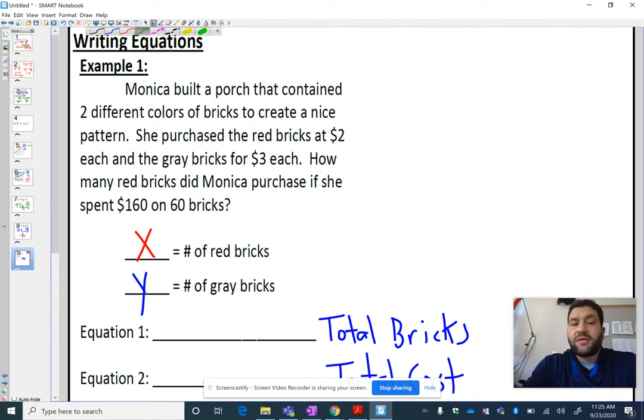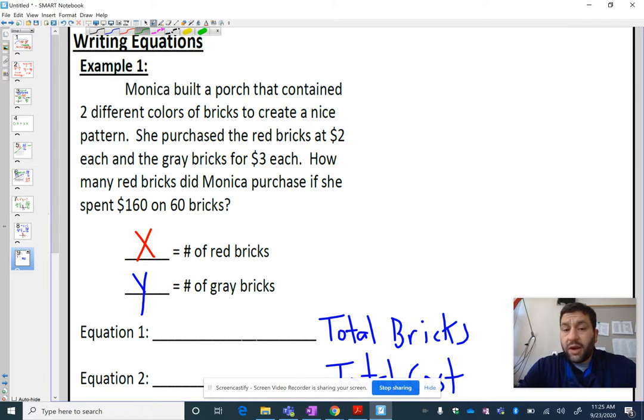Okay, so it says Monica built a porch to contain two different colors of bricks to create a nice pattern. She purchased the red bricks at $2 each and the gray bricks for $3 each. How many red bricks did Monica purchase if she spent $160 on 60 bricks?